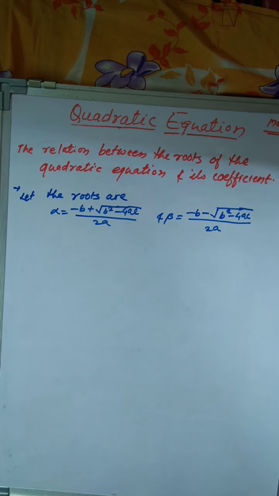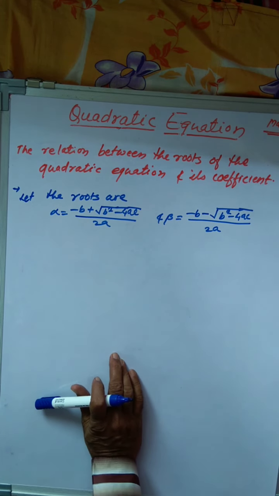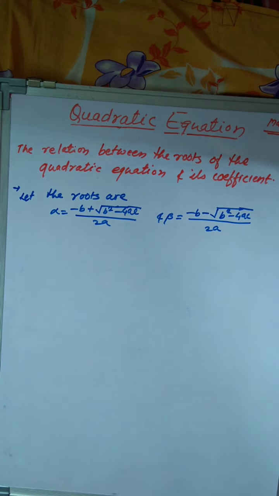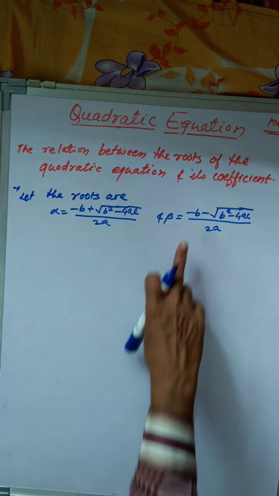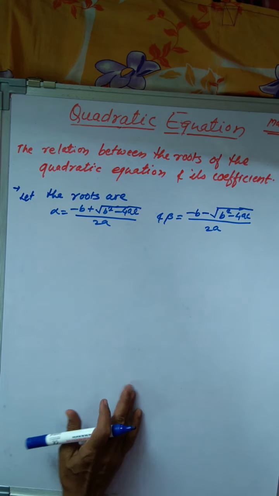The relation between the roots of the quadratic equation and its coefficients. Let the quadratic equation be ax² + bx + c = 0, and the roots are alpha = (-b + √(b² - 4ac))/2a and beta = (-b - √(b² - 4ac))/2a.